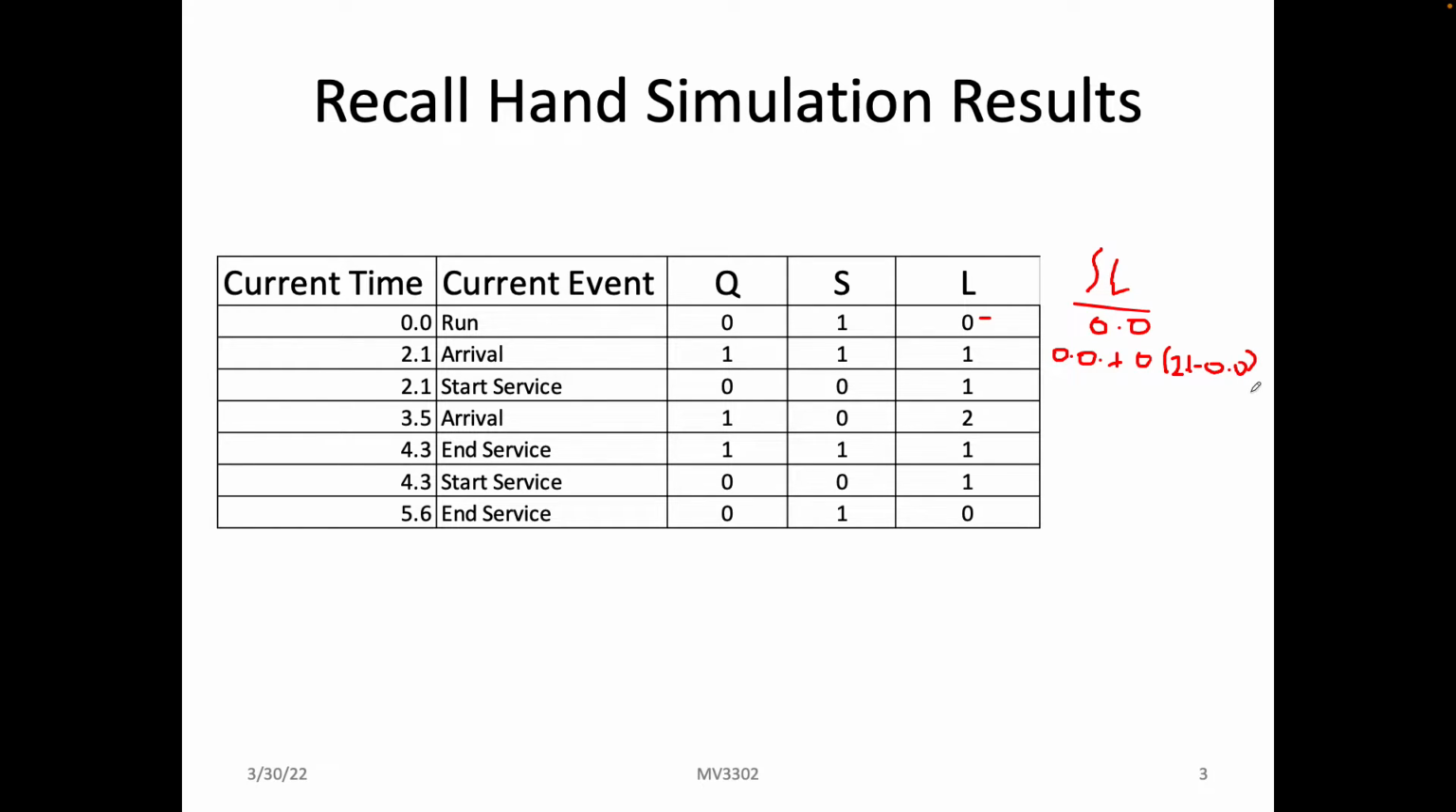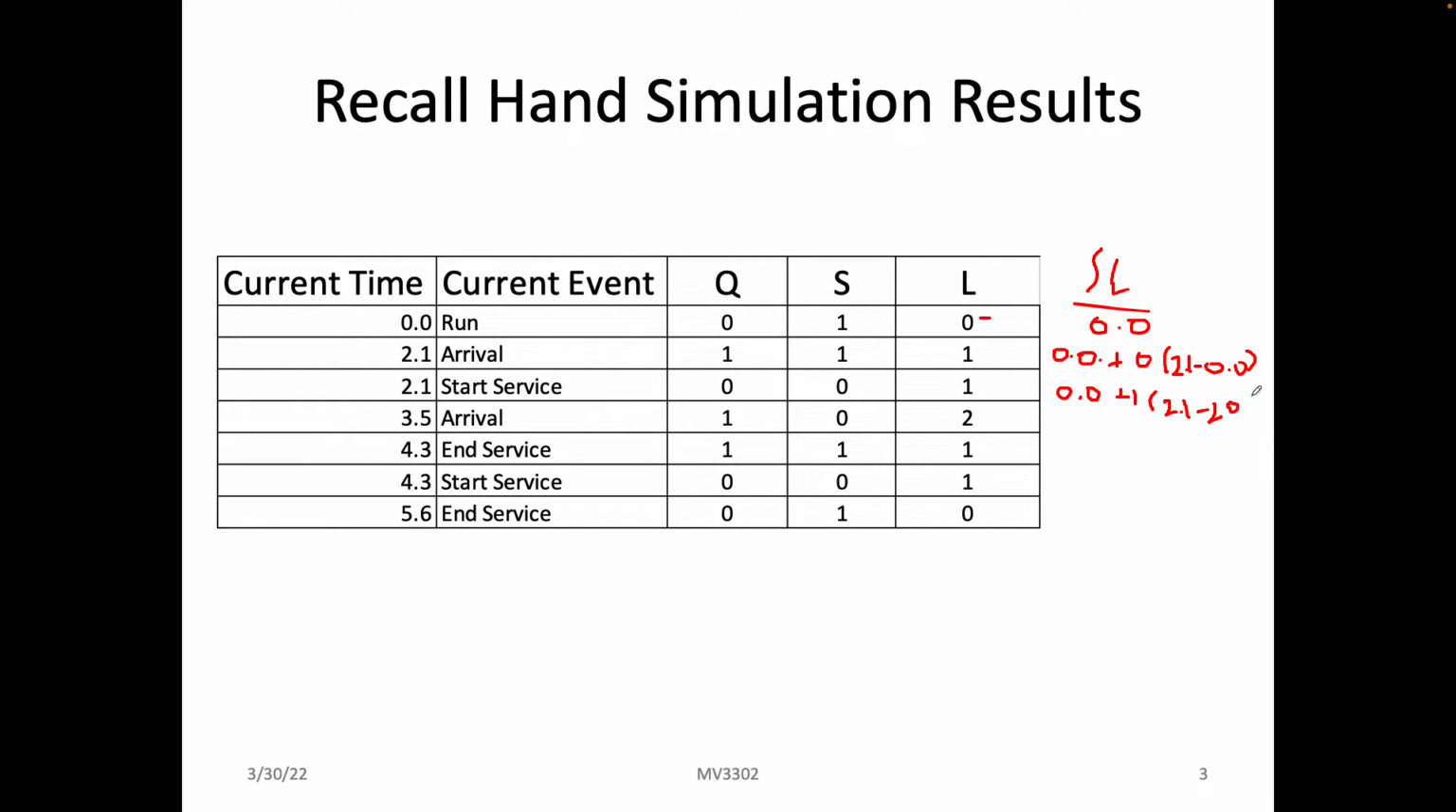And so now our running total is still 0. But now if we move to time 2.1, our previous value is now 1, but we've only been in there for a 0 amount of time. So it would be plus 1 times 2.1 minus 2.1. So again, 0.